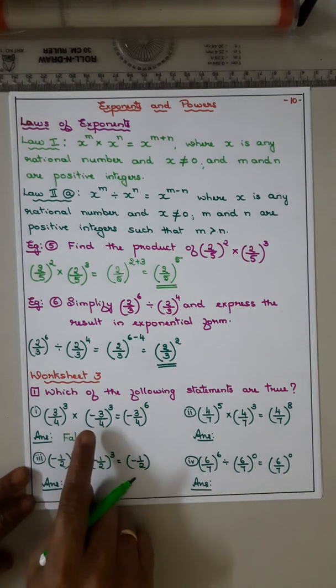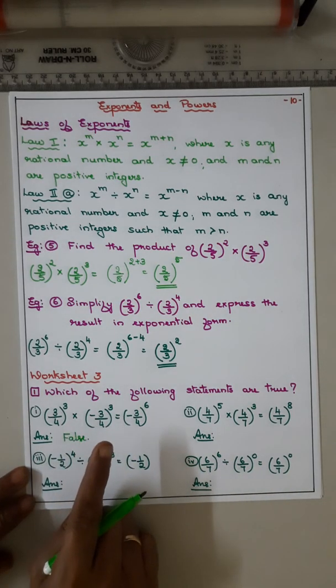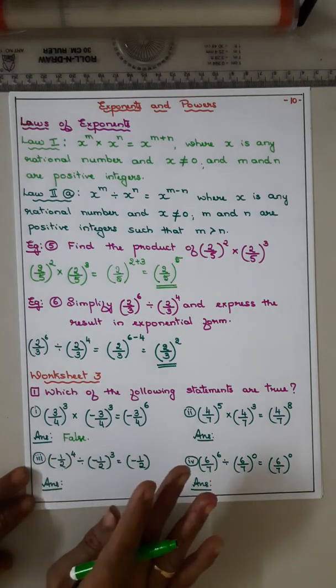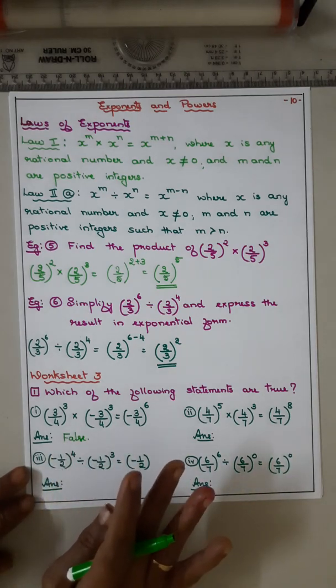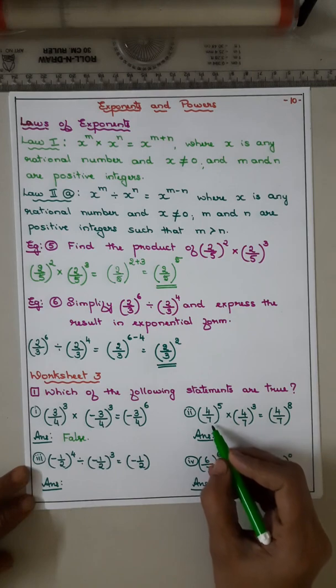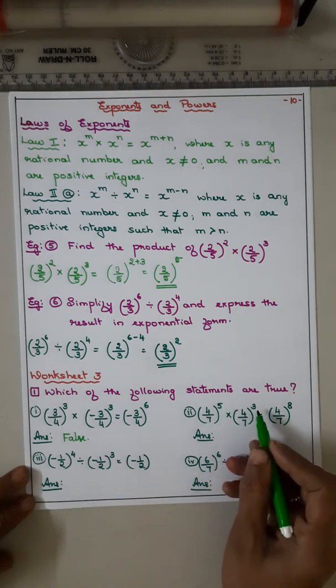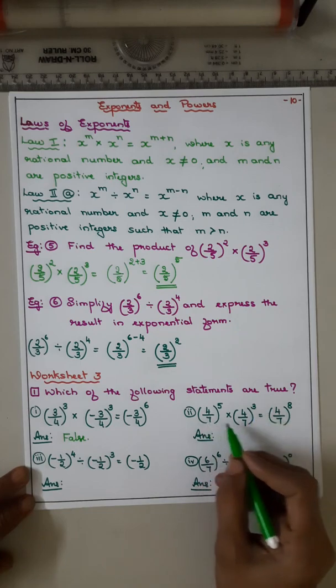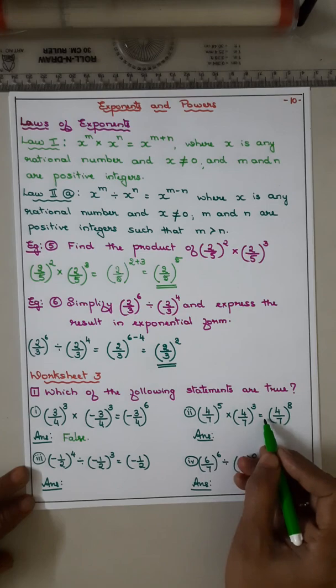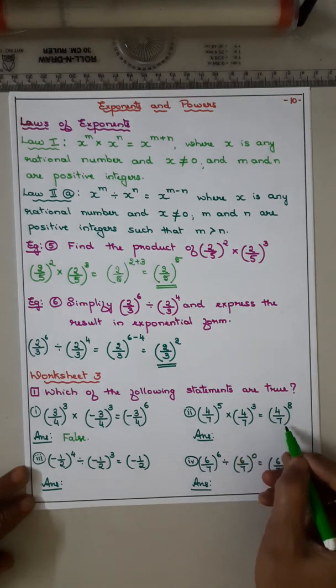So bases should be same. Not even the numbers, even the sign should be same. Then only the rule applies. Now 4 by 7 the whole raised to 5 into 4 by 7 the whole raised to 3. Bases are same and multiplication in between, equal to 4 by 7.